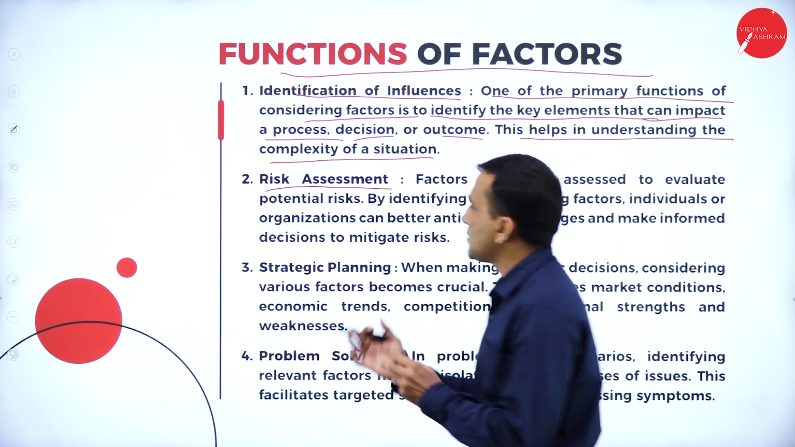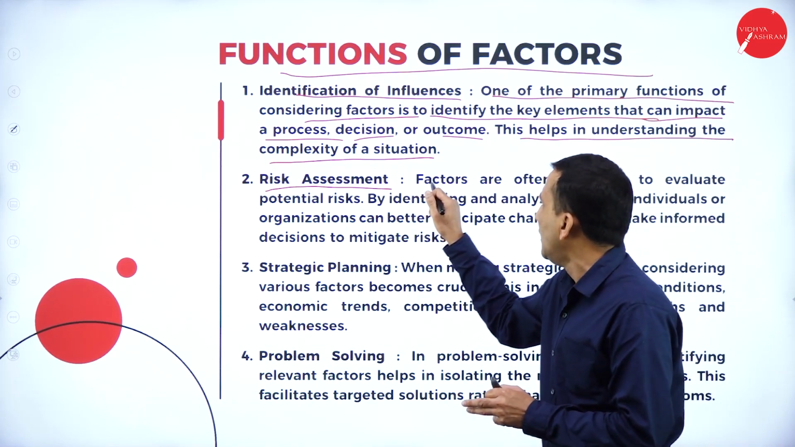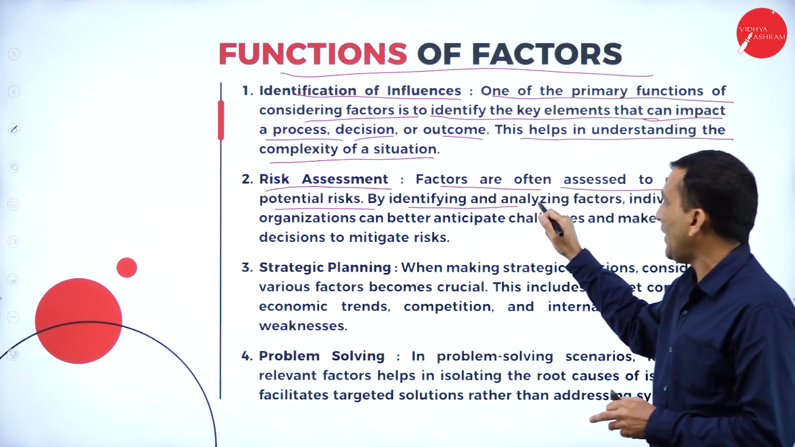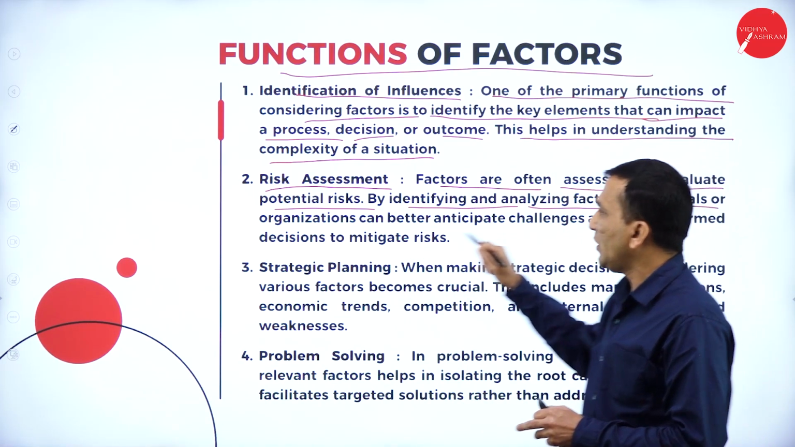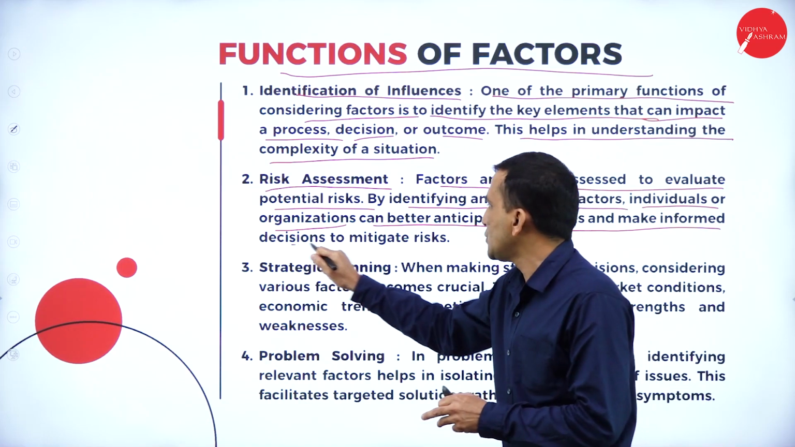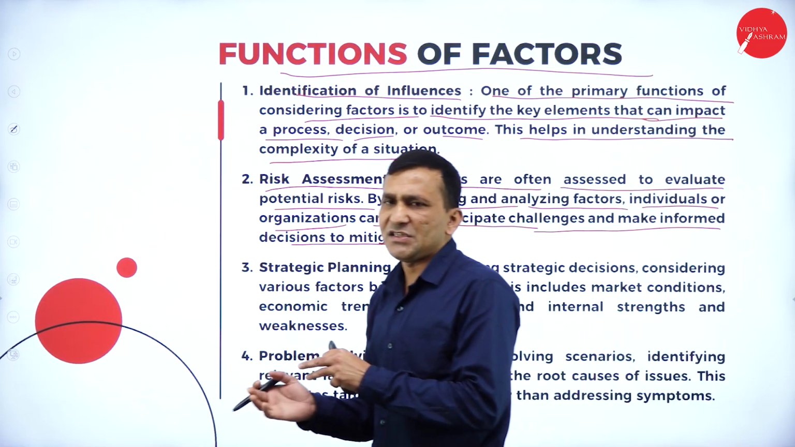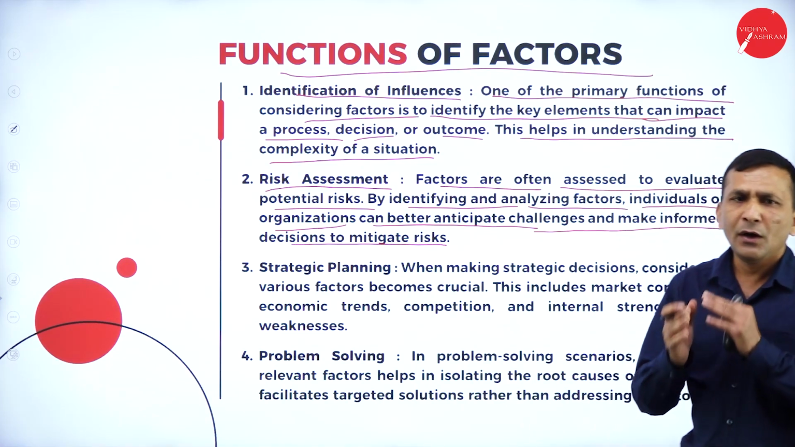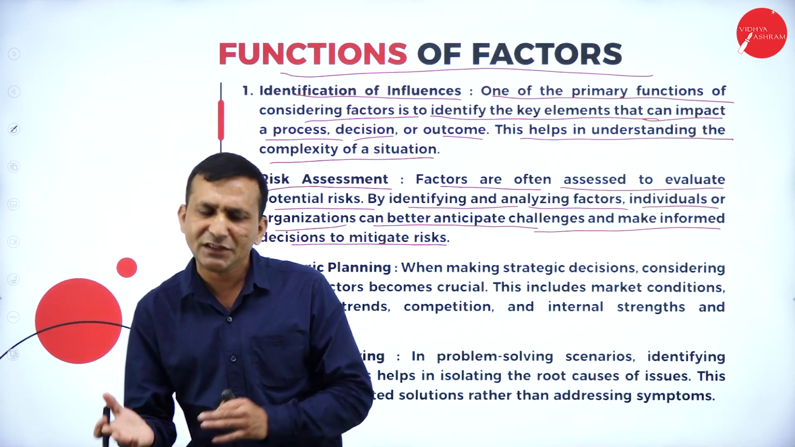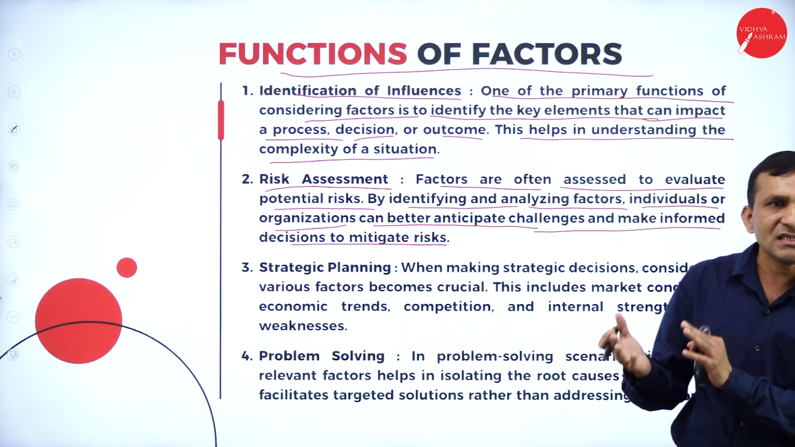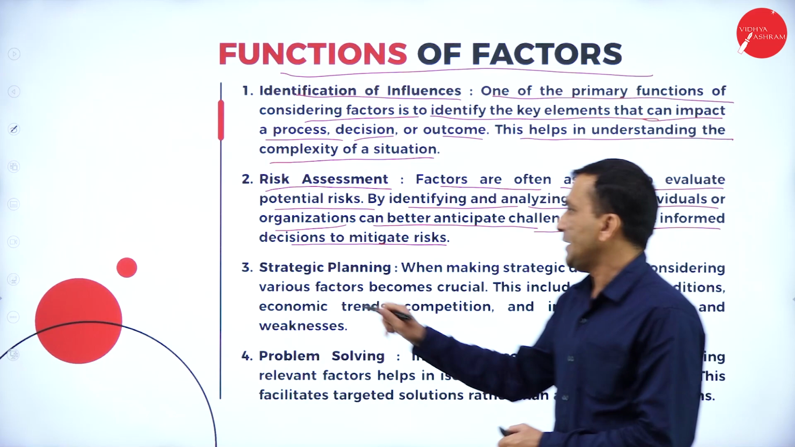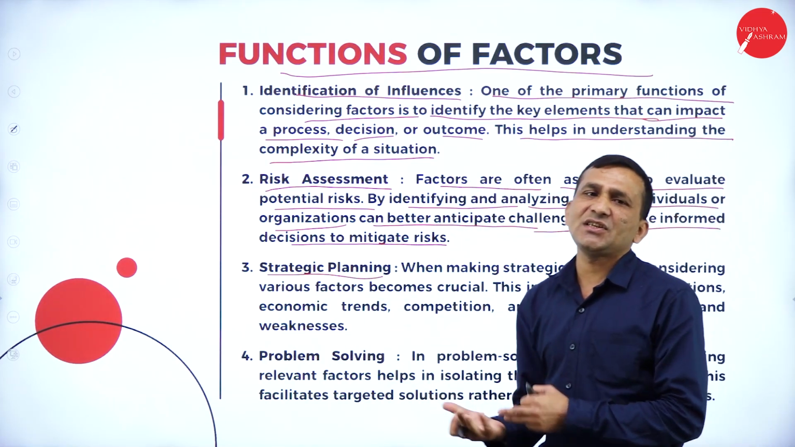So next one, risk assessment. Easily we can assess the risk. Factors are often assessed to evaluate potential risk. By identifying and analyzing factors individually, an organization can better anticipate challenges and make informed decisions to mitigate risk. When we are predicting advanced risk related to the business approach, the risks are majorly related to competition, financial risk, systematic risk and unsystematic risk. So using different tools, they analyze and evaluate. Next one, strategic plan. How strategic decisions are important.